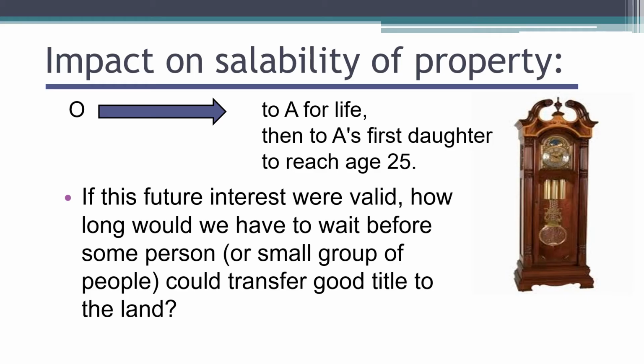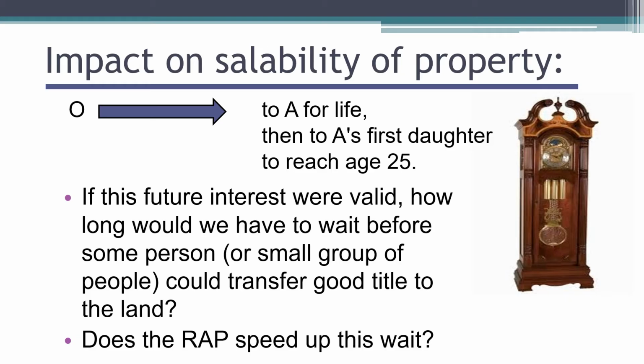We'd also have to have O join in the conveyance because O has a reversion in the event there isn't any first daughter to reach age 25. So we have to have three people to join in that conveyance. One of those people, namely A's first daughter to reach age 25, might not do so until almost 25 years after the end of A's life. So potentially we're waiting for the end of A's life plus as long as almost another 25 years. Instead, we apply the rule against perpetuities. Does that help? Does the RAP speed up our wait?